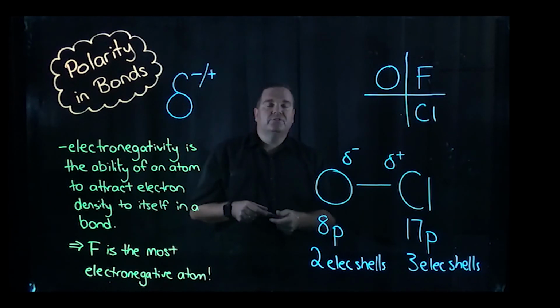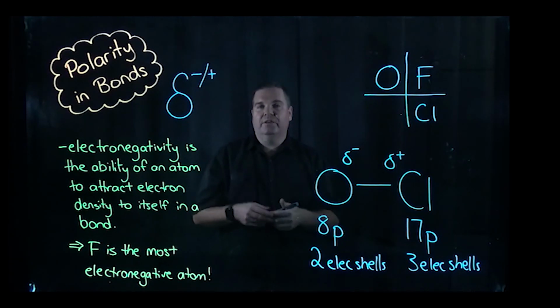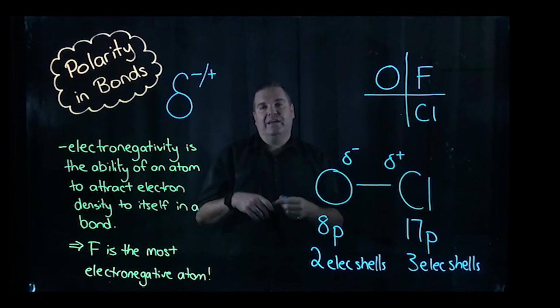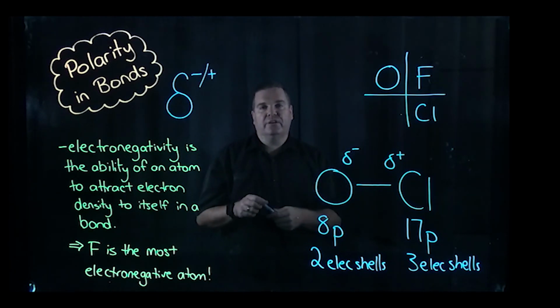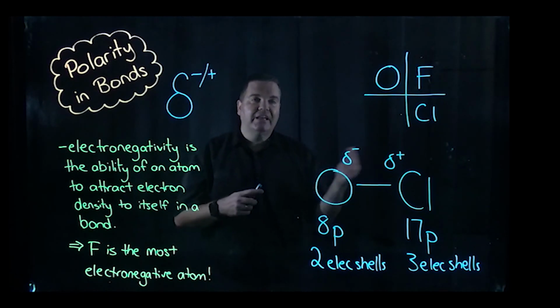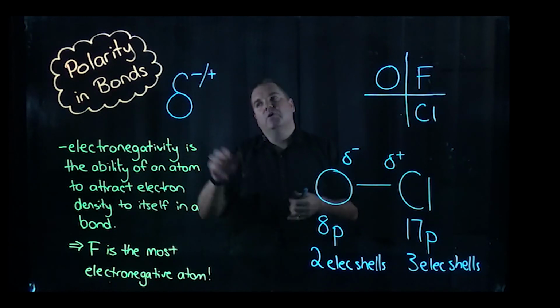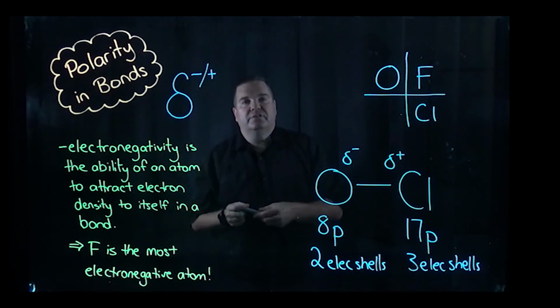This has been an introduction to polarity and bonds. I hope that you've been able to understand this. You might want to have a look at it again. The key thing is to remember everything goes towards fluorine. Fluorine is the most electronegative element, and we represent the uneven sharing of electrons in a bond with the delta negative or delta positive charges.